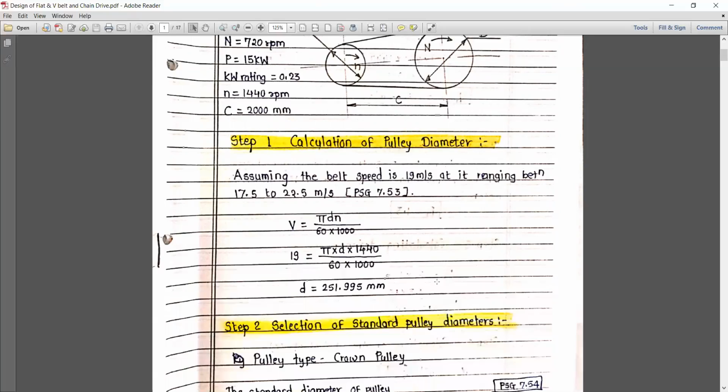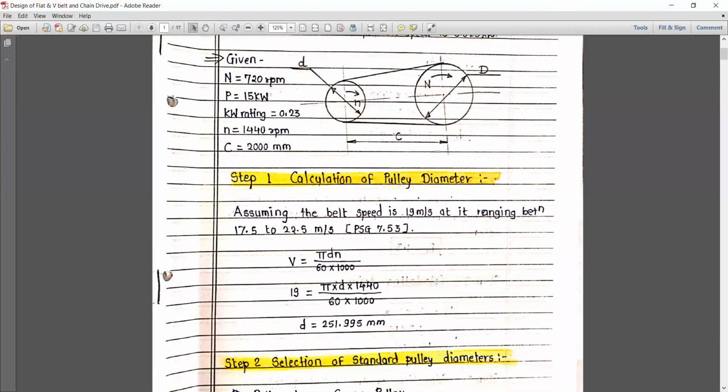So the first step is to calculate the pulley diameter. Basically, assume the speed from PSG page number 7.53, where the range of the belt speed is given as 17.5 to 22.5 meter per second. Okay, so we are assuming that the belt speed is 19 meter per second. So V is equal to pi d n by 60.